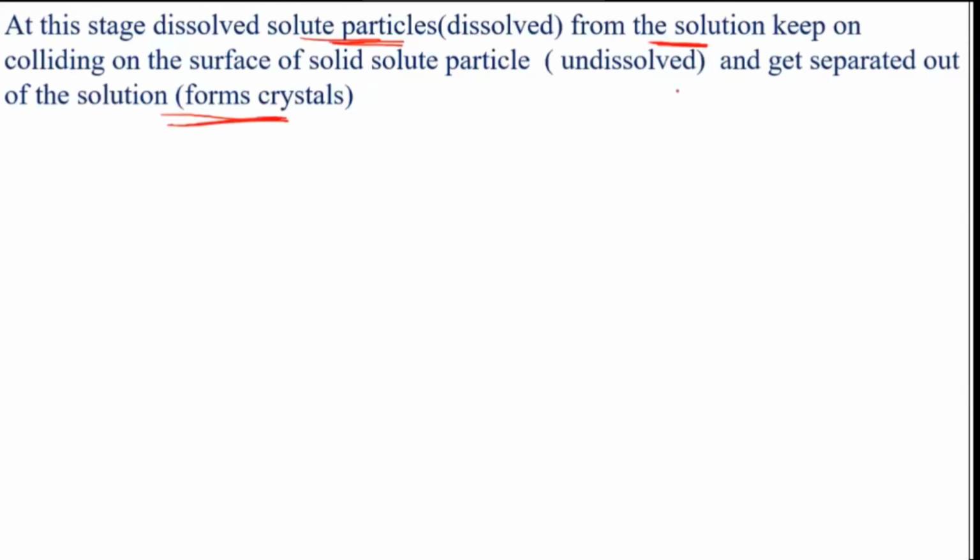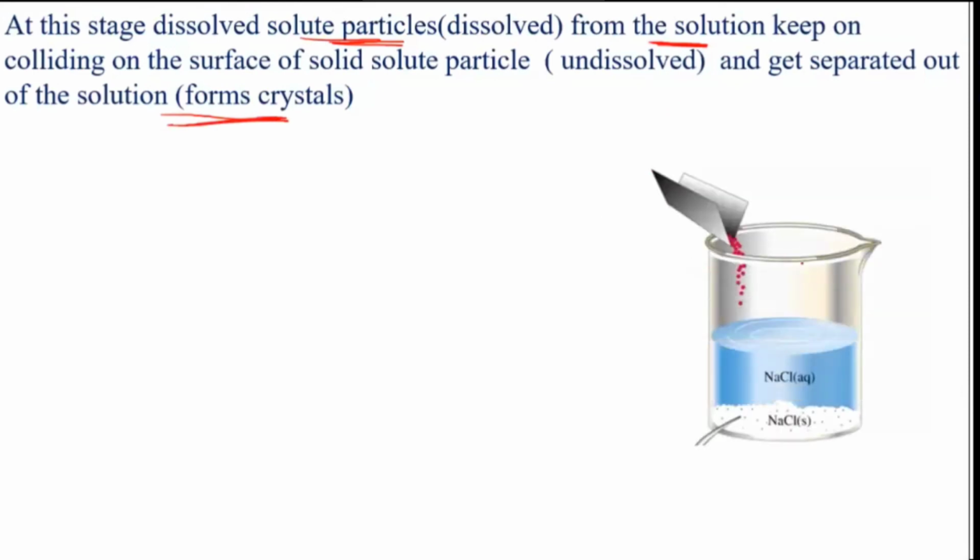Now if I have this solution, when you are preparing it, you add sodium chloride. I'm taking sodium chloride as the example. First it will be unsaturated, and then you add more solute. A point will come where the solute particles don't get dissolved. At that point, the rate at which the solute goes into the solution, which we call dissolution, at the same rate it comes out in the form of crystals, which we call crystallization.